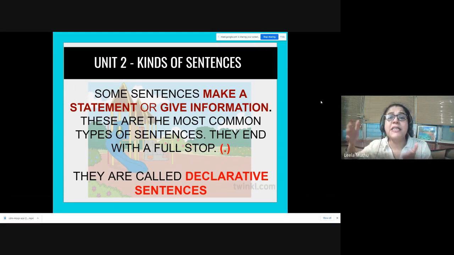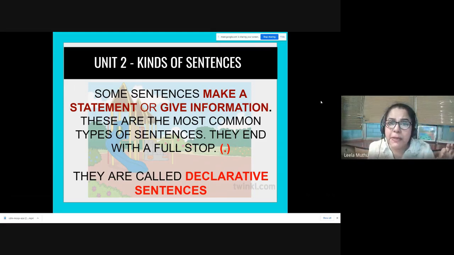Okay, the sun sets in the west, the sun rises in the east. There are 7 days in a week. These are facts. Facts, proverbs, anytime you give information to anybody, these are called declarative sentences.